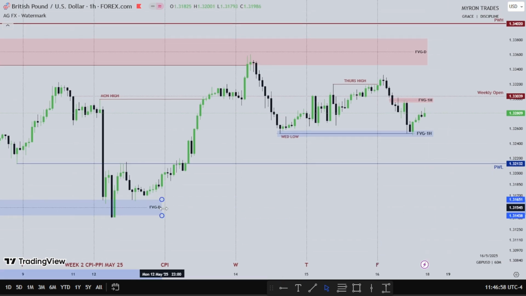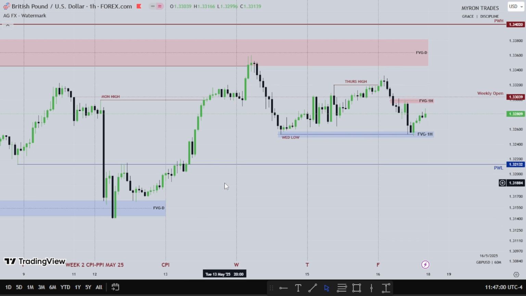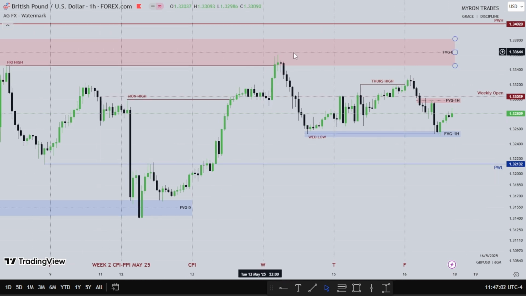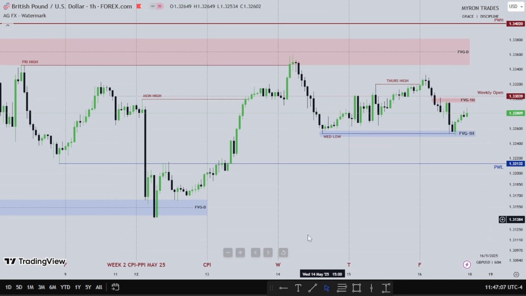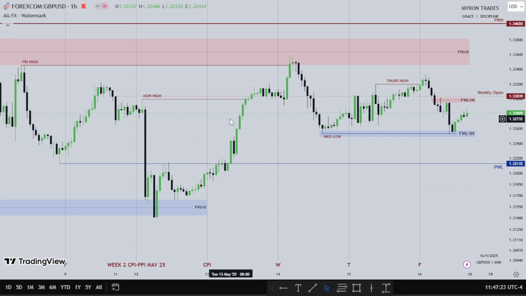So this is Monday, this is Tuesday, this is Wednesday, Thursday, and this is Friday. You can see what Monday did, right? Trades lower, filling the daily fair value gap, takes out the previous week low from the first week of the month. Then Tuesday found support at the price from the previous week low, this low right here. Look at the candles going up, they will take out Monday's high.